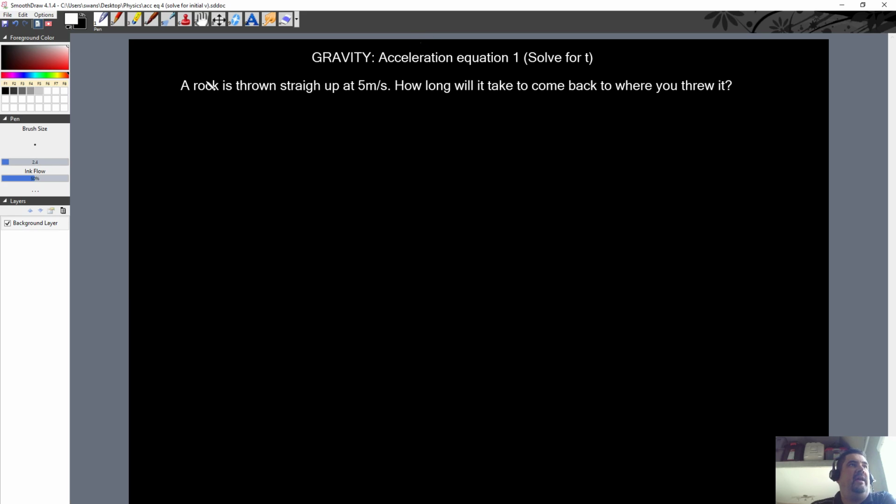So let's do it. A rock is thrown straight up at 5 meters per second. How long will it take to come back to where it started? Well, at the very beginning, this rock went straight up. So it started at 5 meters per second, and that's definitely our starting speed. Remember, if anything is thrown, falls, or drops, we also know that, so let's write this down, V0 is equal to 5 meters per second. We also know that a is equal to negative 9.8 meters per second squared.